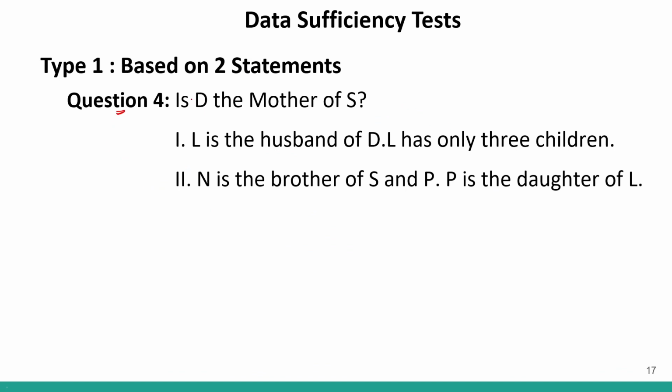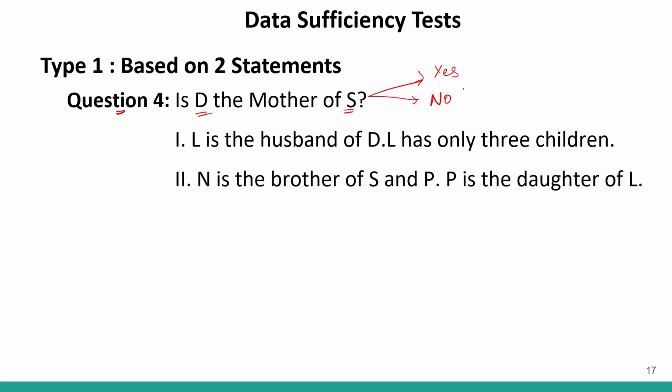Now let us look at question number 4. In question number 4, we have to find out the relationship between D and S. Basically, we have to find out whether D is the mother of S or not. So I can get two answers, yes or no. Okay, I can get two answers, whether D is the mother of S or no, D is not the mother of S.